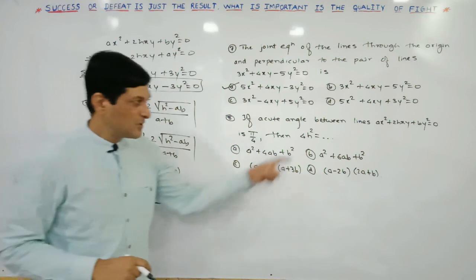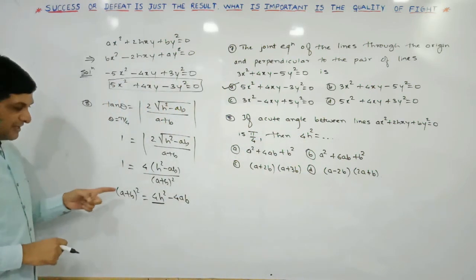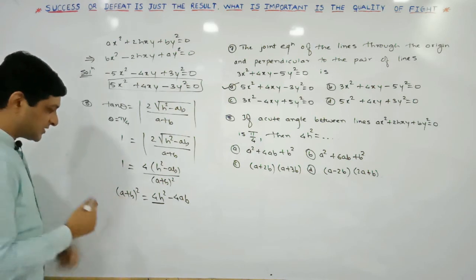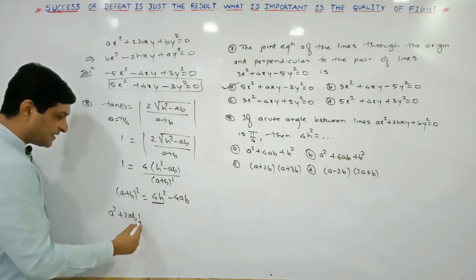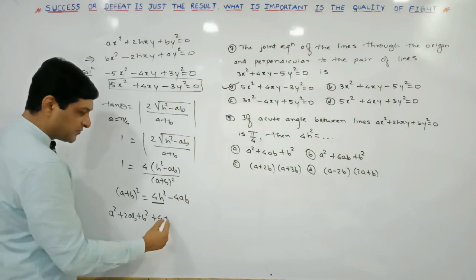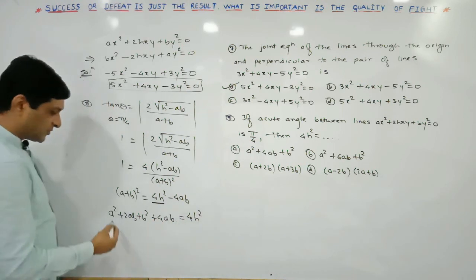4h square, because our required value is 4h square. So take all these terms on this side. Before that, let us try to find out its expansion. What will we get if we expand it? We will get a square plus 2ab plus b square, and this minus 4ab on this side will become plus 4ab. On this side the remaining term is 4h square. So what will we get here?